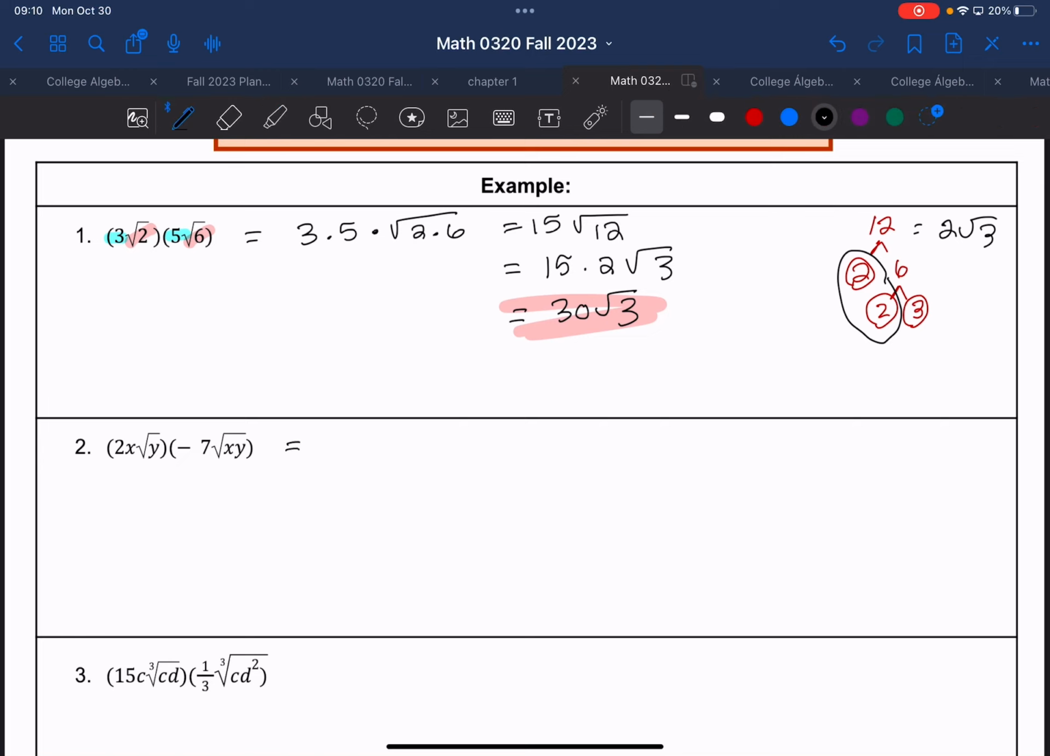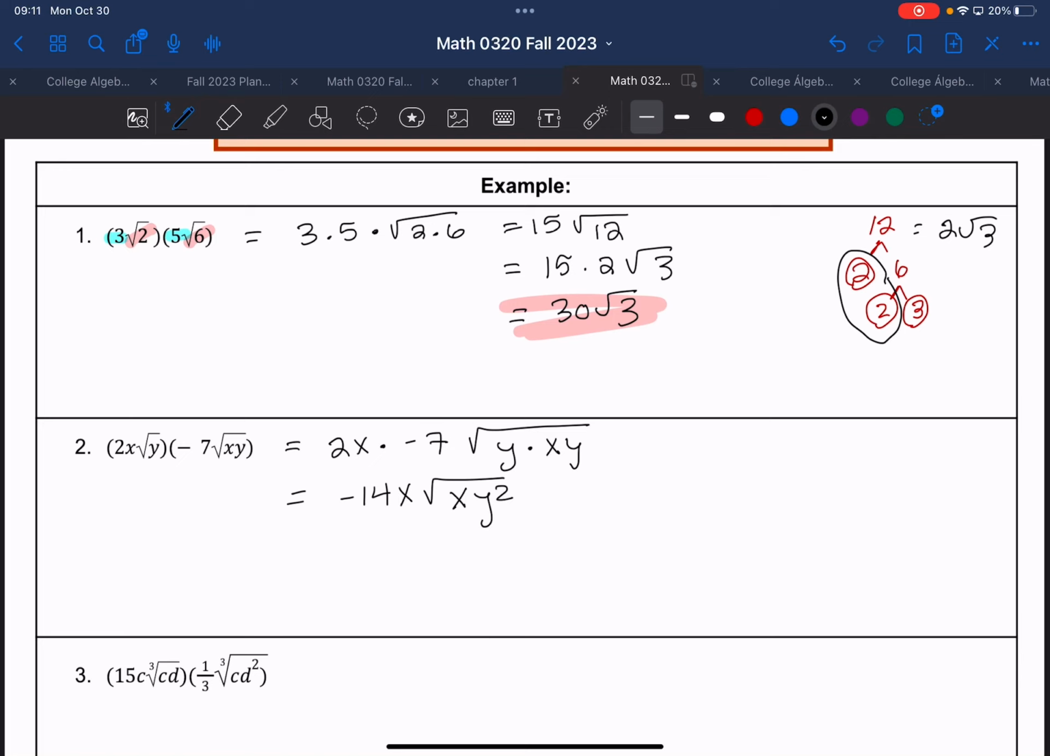Okay, so on the outside, we have 2x times negative 7. And what do we have on the inside? y times xy. So simplifying that, what's 2x times negative 7? Negative 14x. And what's y times xy? Good, xy squared.